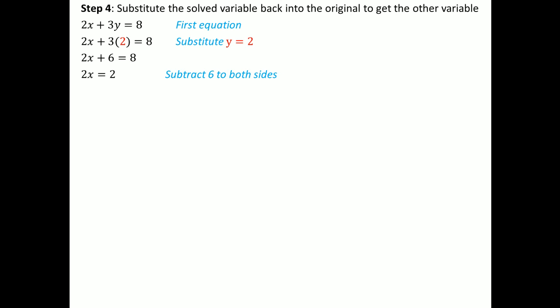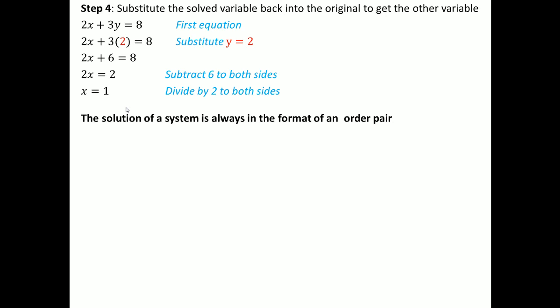Step 4. I can now substitute the solved variable back into the original to get the other variable. 2x plus 3y equals 8 is my first equation. I substitute in 2 for the y, which was what I just solved for. I get 2x plus 6 equals 8. Now I subtract 6 from both sides to get the variable alone. I have 2x equals 2 left. 8 subtract 6 is 2. Divide by 2 on both sides. 2 divided by 2 is 1, so x equals 1.